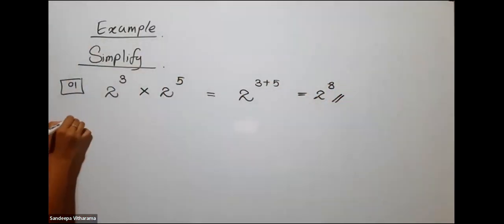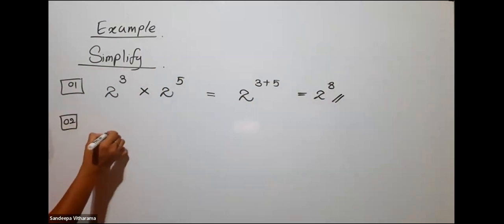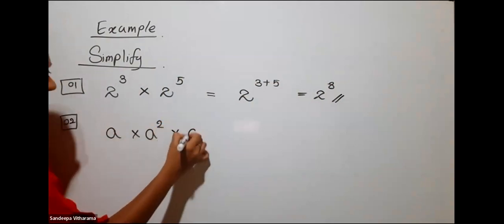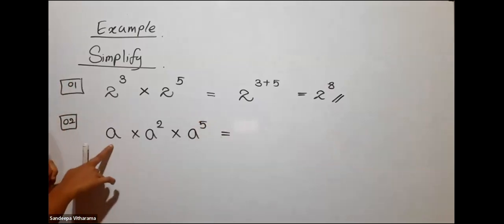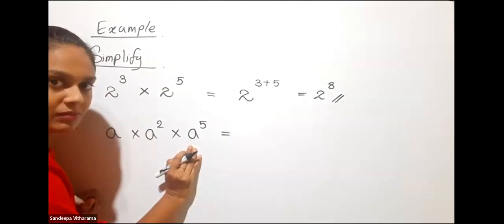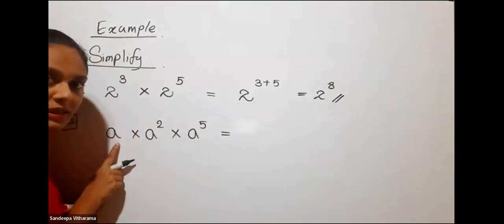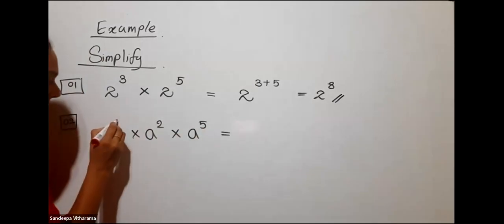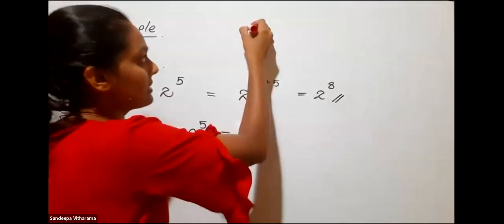Then second one, a times a to the power of 2 times a to the power of 5. Then look at here. Now the bases are equal. You can see here index is 2, here index is 5. But here there's no index.